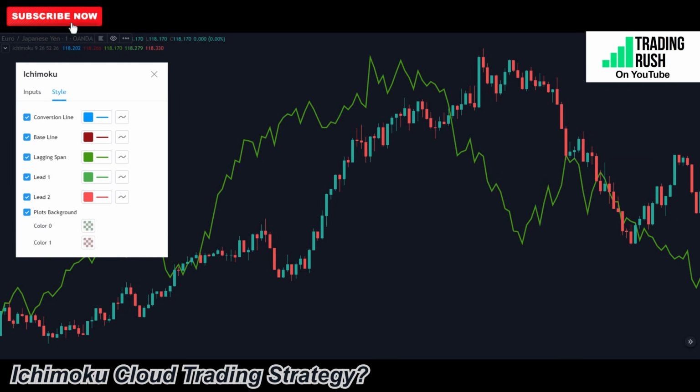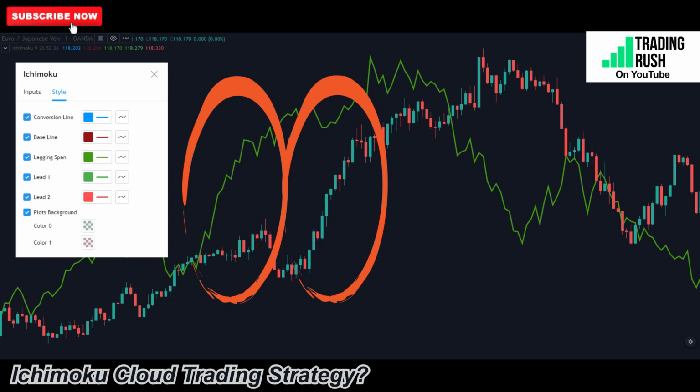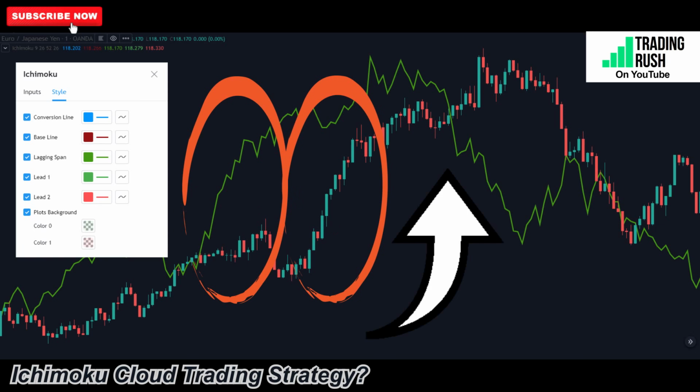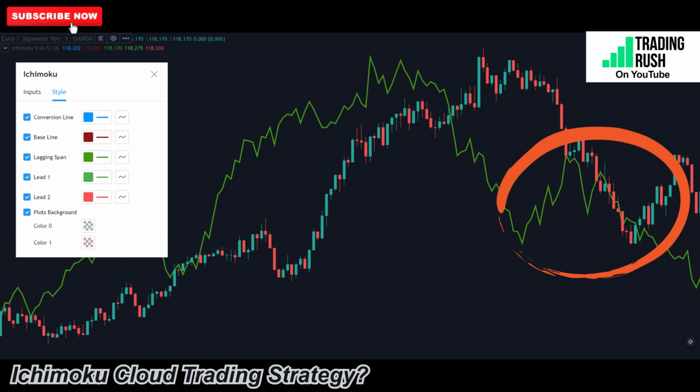There is another line called the lagging span. This line is optional, many people don't really use it. It doesn't give any entry signals. The lagging span value is just the price value that is pushed back. If the lagging line is away from the current price, the market is considered to be in a strong trend. If it is very close to the current price, the price is considered to be in a weak trend.